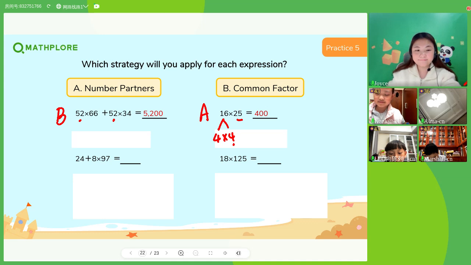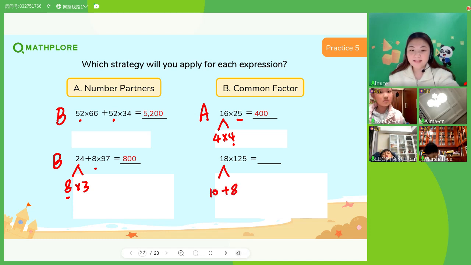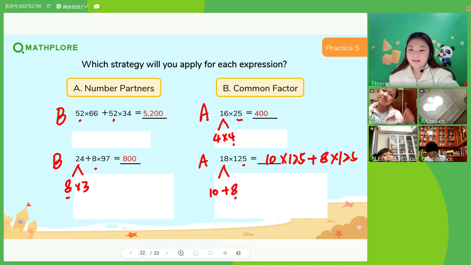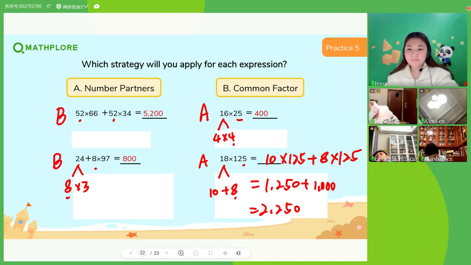The next one, we see 24 can be broken up into 8 times 3. So 8 and 8 are number partners, right? So we can have 8 times 100, which is 800. Last one, 18 can be broken up into 10 plus 8. So it's number partner, right? So we can have 10 times 125 plus 8 times 125. Is that right, guys? So 1,250 plus 1,000 just equals 2,250. Is that clear right now, Elma and everyone?